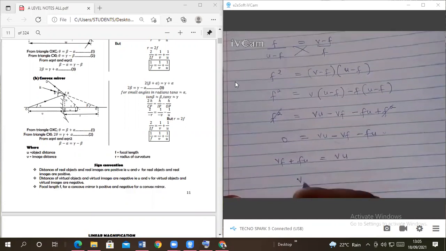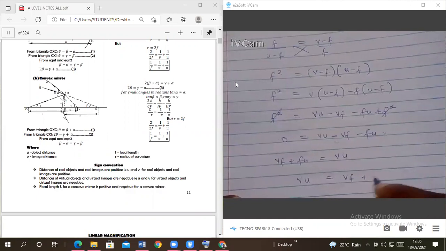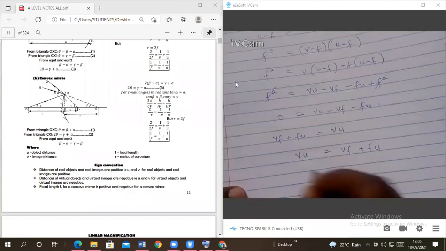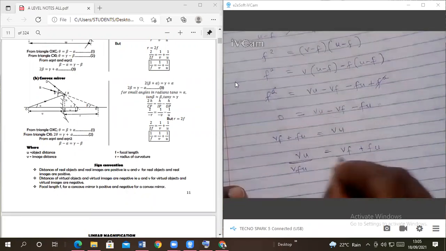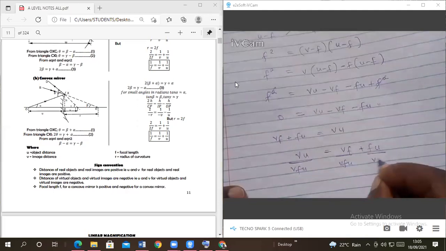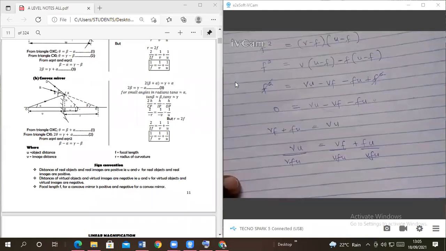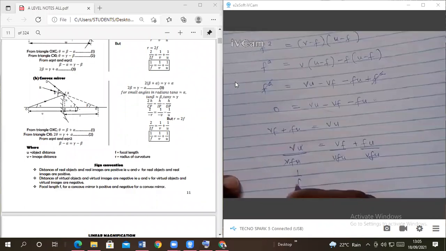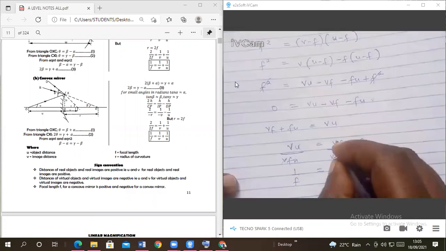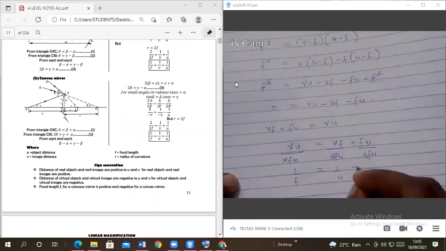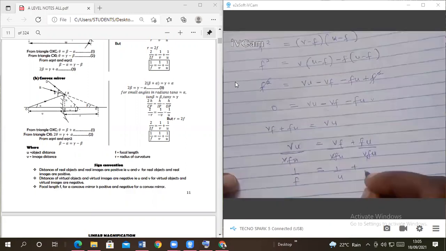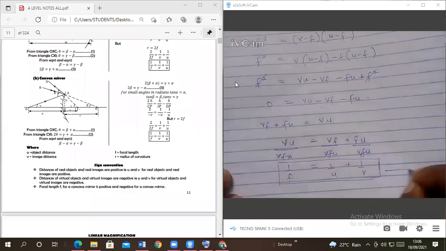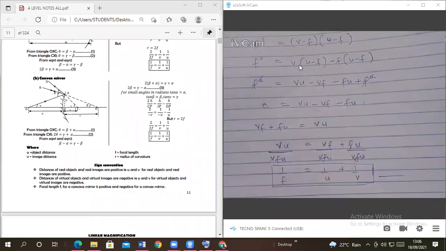So from there, I can write it again like that, such that if I decide to divide all through by VFU, then here I'm going to remain with 1 over F is equal to 1 over U plus 1 over V. And that gives you the correct expression for the mirror formula of a concave mirror.